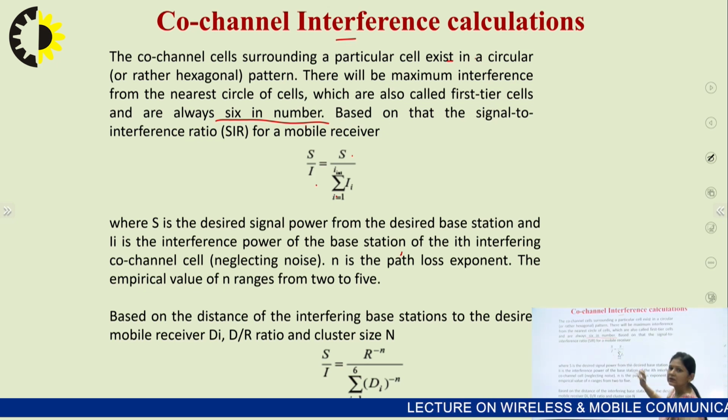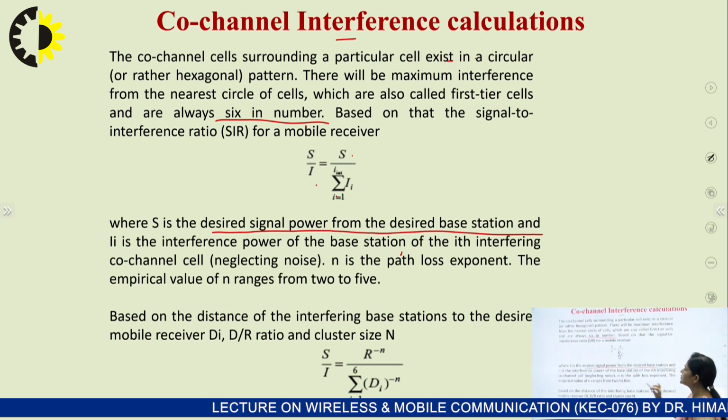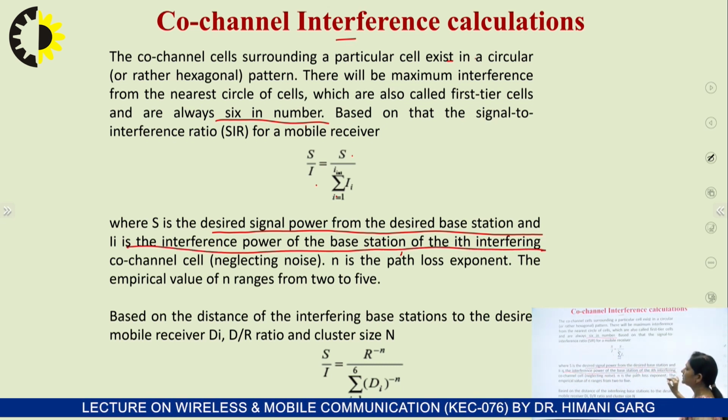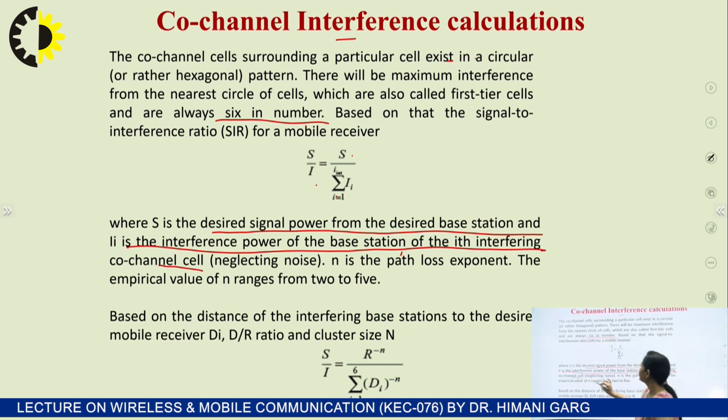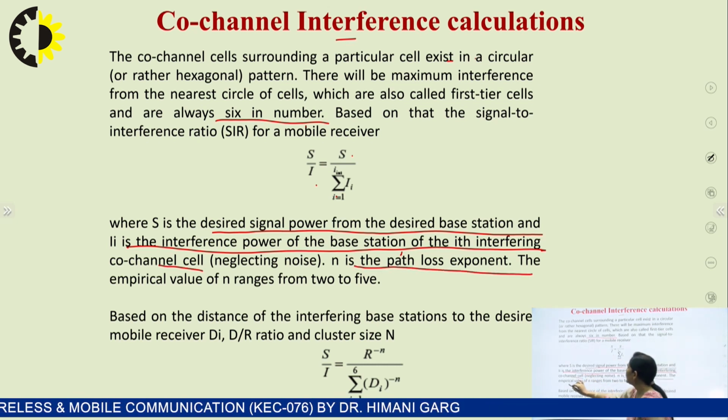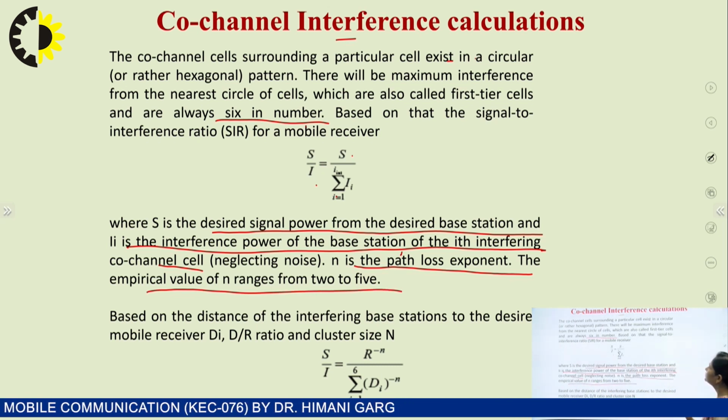Now Ii, the interference from the cells causing interference, is summed, where S is the desired signal power from the desired base station, and Ii is the interference power of the base station of the ith interfering co-channel cell. n is the path loss component. The value of n changes from 2 to 5. This is an important parameter, the path loss component.